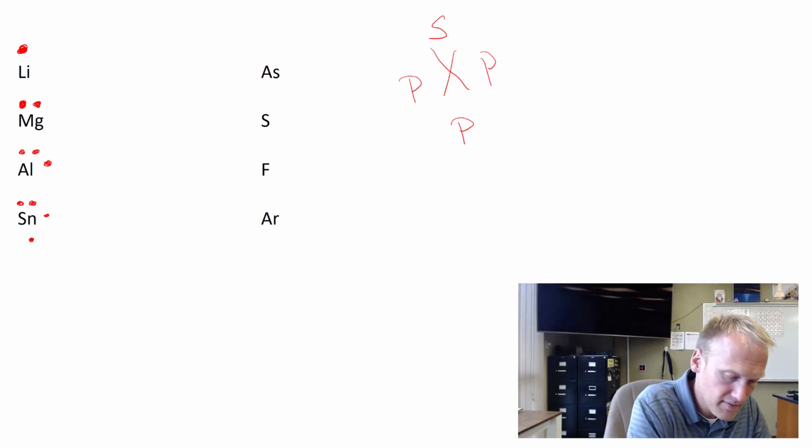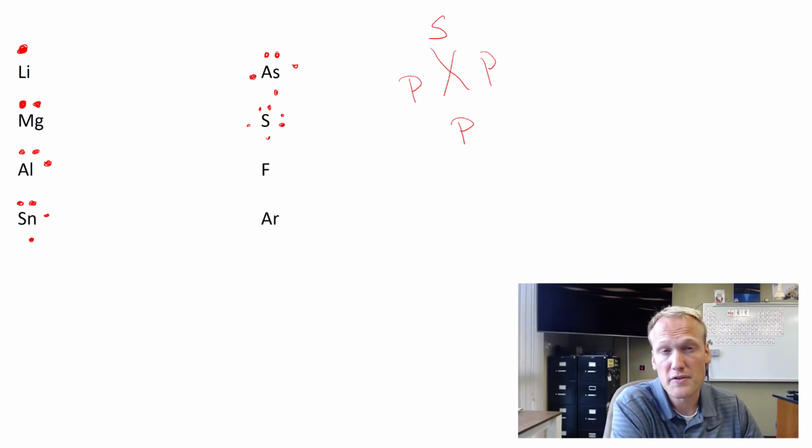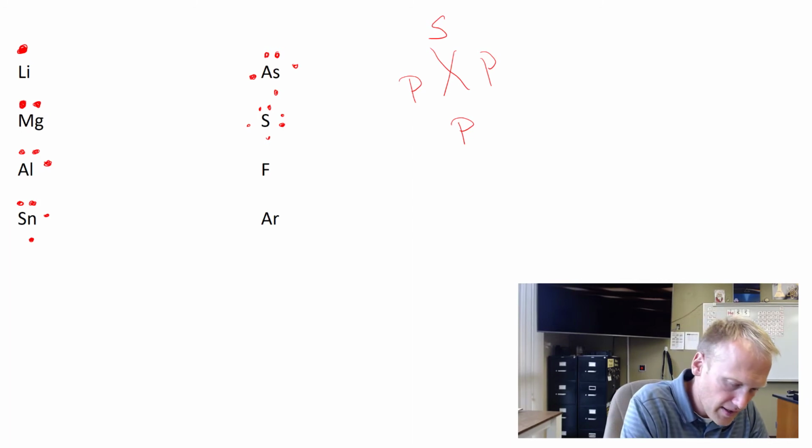Arsenic has 5. The first 2 go at the top in the s sublevel. Then we spread the next 3 out. Sulfur has 6. So we spread the next 3 out, and then the 6th one will go back over here to the right to pair it up in the first p orbital. Fluorine has 7. So I go 1, 2, 3, 4, 5, 6, 7. And then argon has 8, which means there's 2 on every side.